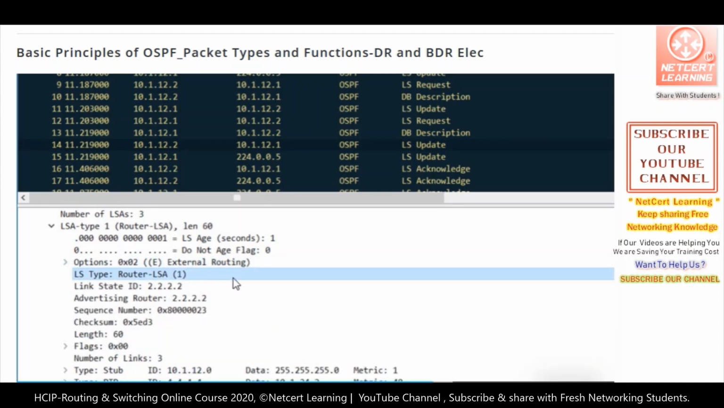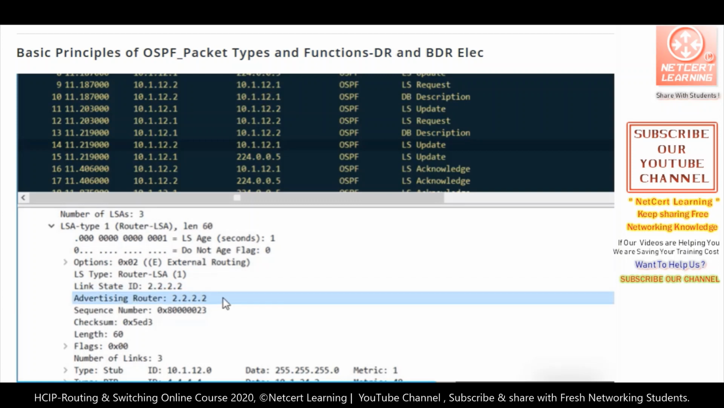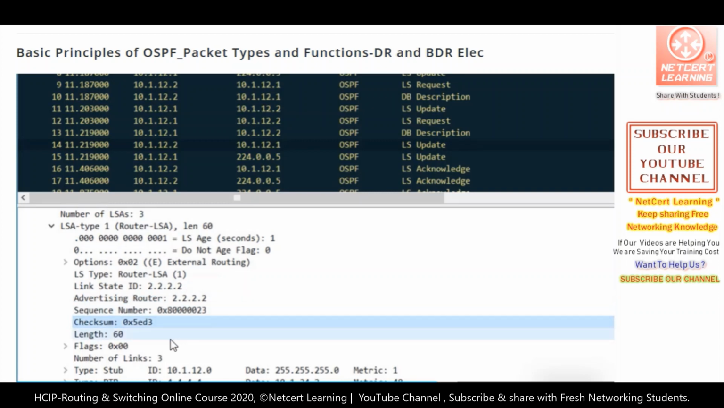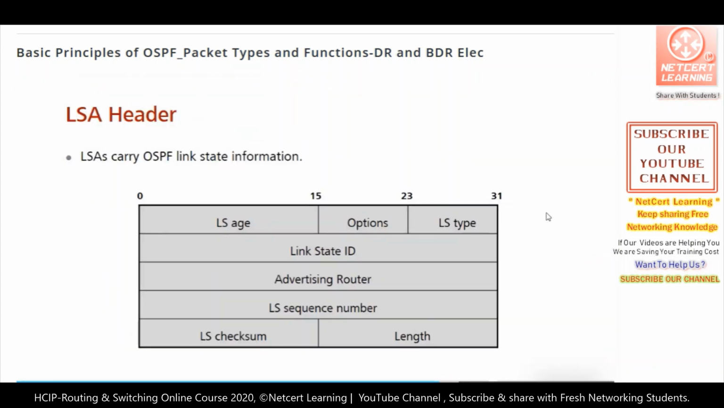Then we have the type. This is type 1. As you can see, it's a router LSA, type 1. Then we have the link state ID, which is our router ID, and the advertising router ID. Then we have the sequence number, checksum, and the length, which in this case is 60 bytes. So here we have our LSA header in the OSPF link state information.